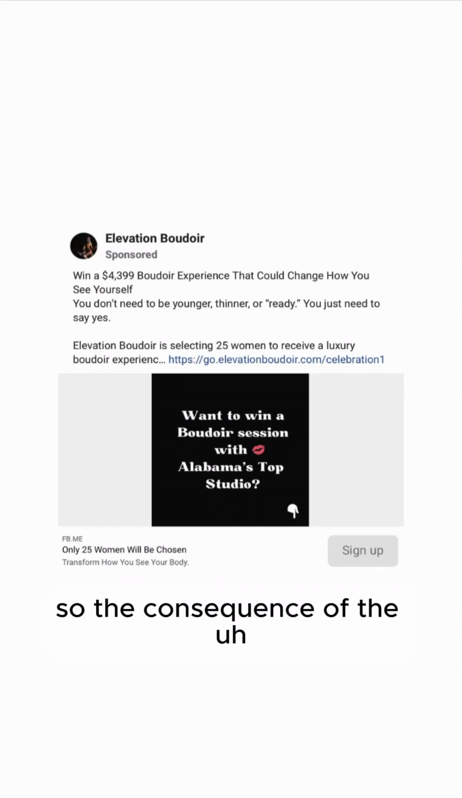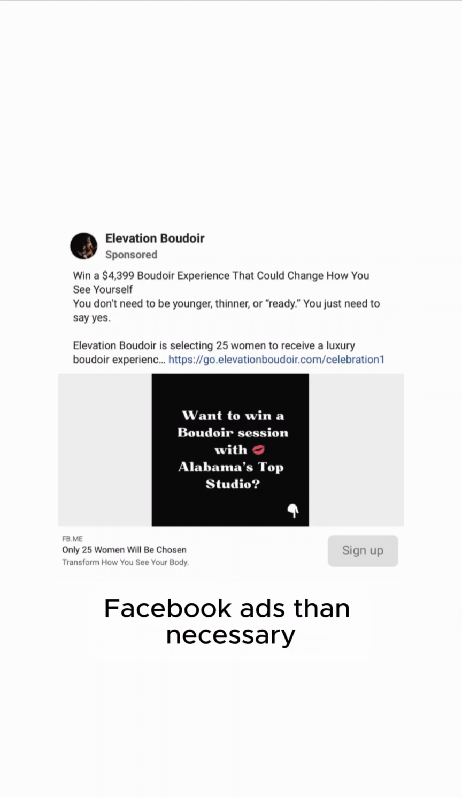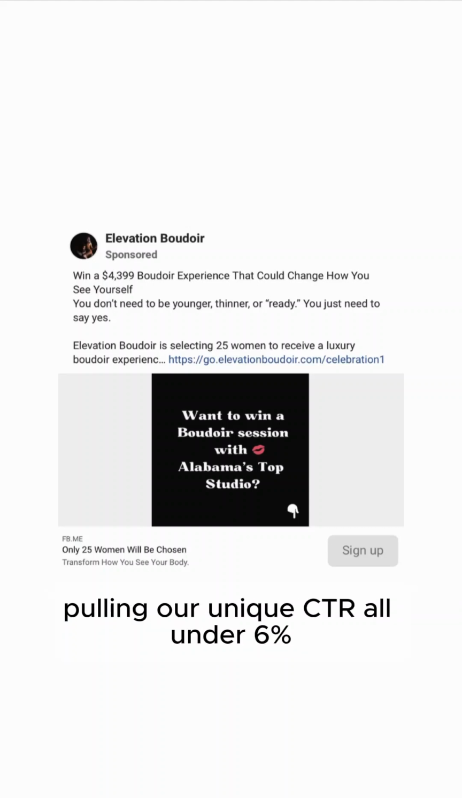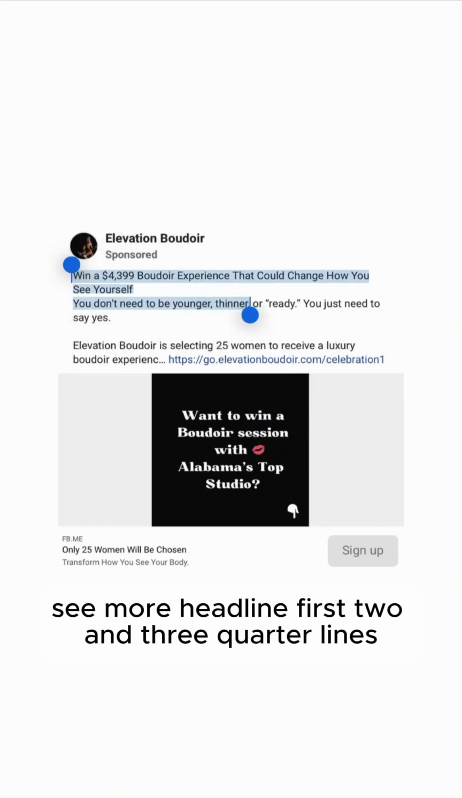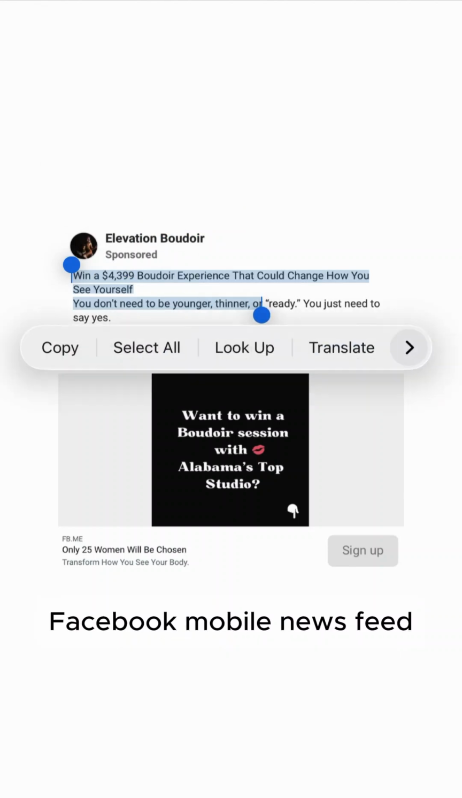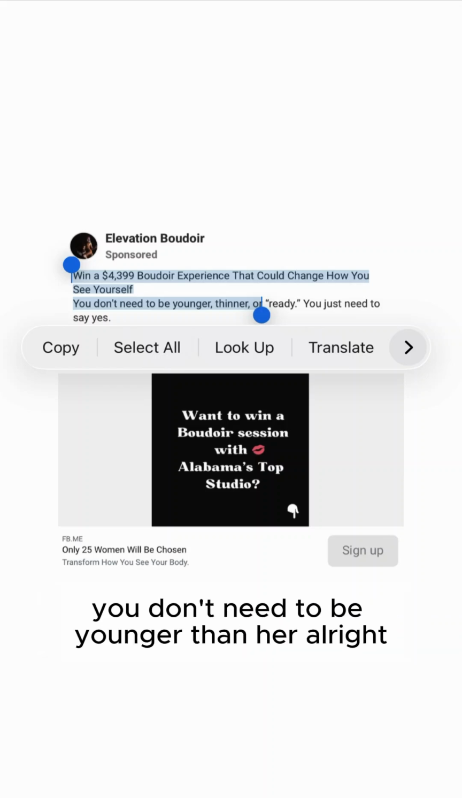So the consequence of the looks like an ad mistake is that we're gonna have way more women scrolling by our Boudoir Facebook ads than necessary, pulling our unique CTR under 6%, and actually leading to BLCS. Finally, we got the see more headline, first 2 3/4 lines, Facebook mobile news feed. Win a $43.99 Boudoir experience. It could change how you see yourself. You don't need to be young or thinner.